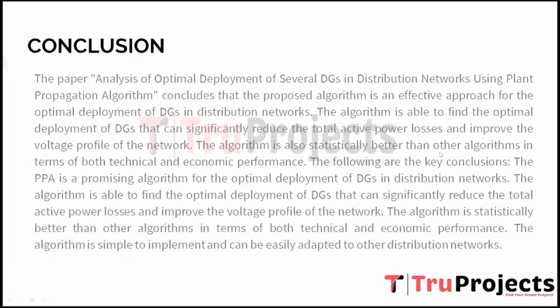So now coming back to the conclusion part, the PPA is a promising algorithm for the optimal deployment of DGs in distribution networks. The algorithm is able to find the optimal deployment of DGs that can significantly reduce the total active power losses and improve the voltage profile of the network. The algorithm is statistically better than other algorithms in terms of both technical and economic performance. The algorithm is simple to implement and can be easily adapted to other distribution networks.